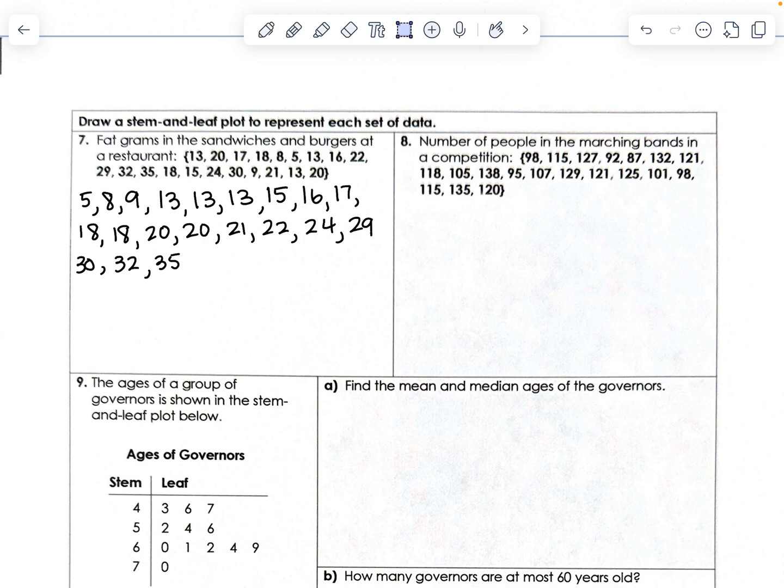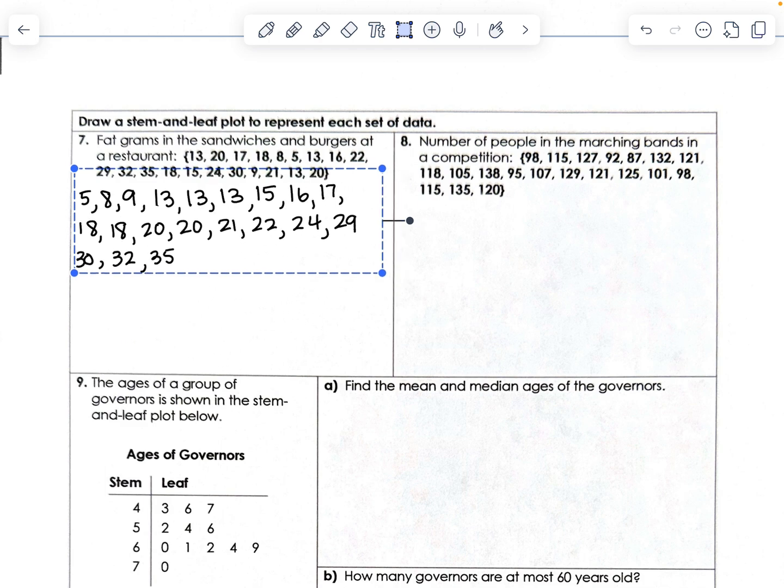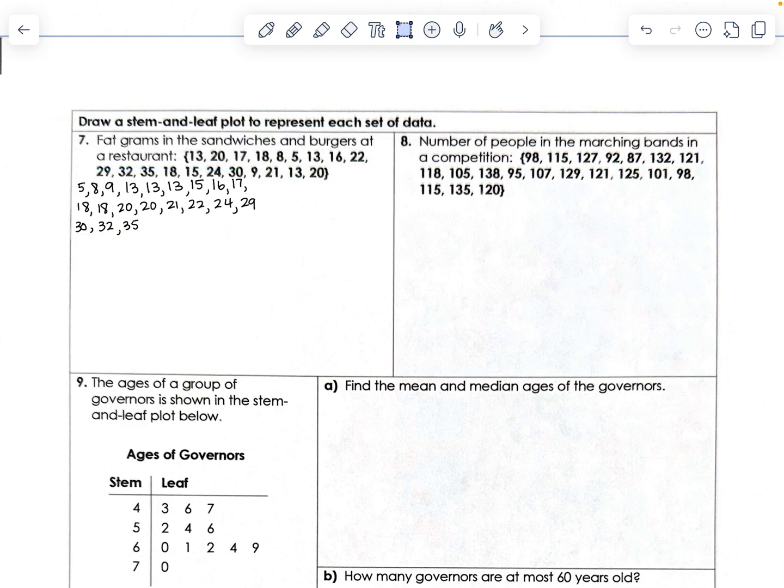I can shrink this up. You might want to write these on a separate paper. I don't need them in order because I can see them once you do your stem and leaf. So here's my stem. Remember, stem is the first number, and then everything that follows. So my stems are 0, 1, 2, and 3, because the highest it goes is 35. And then the leaves are what goes with that. So 0, and then 5, 8, and 9.